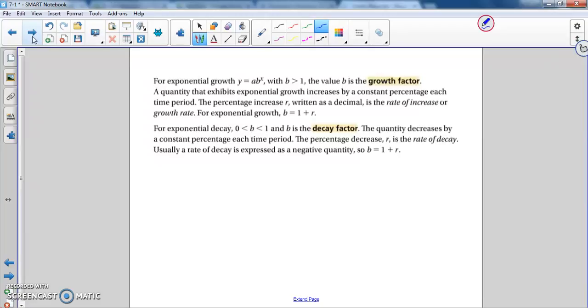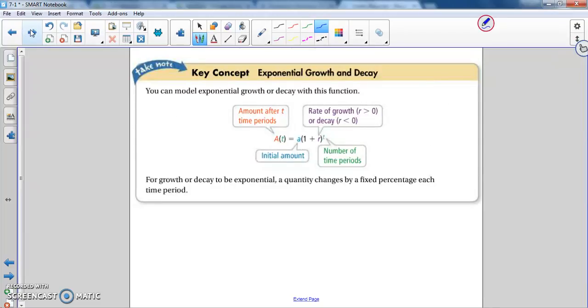For exponential decay, b is between 0 and 1. B is our decay factor, just like it was our growth factor. The quantity decreases by a constant percentage each time period. So the percentage decrease, r, is the rate of decay, which is usually expressed as a negative quantity. So b is equal to 1 plus r. We need to keep in mind exponential growth and decay.